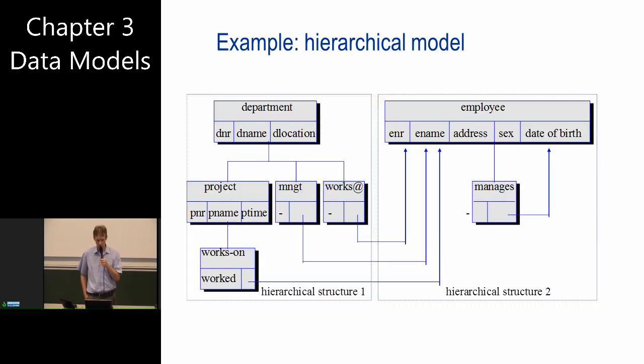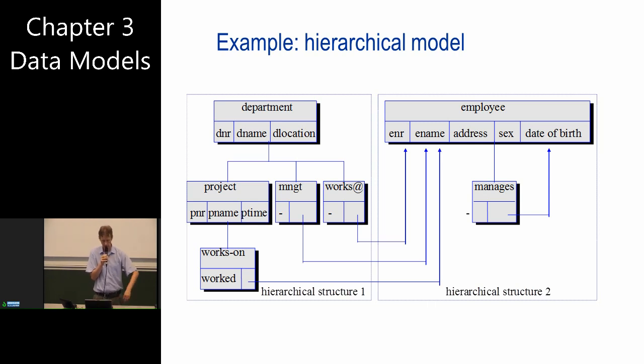Here you can see an example of a hierarchical model for a personnel administration database. You can see we have different record types here. We have a department record type, a project record type, an employee record type, and basically you can see that the record types are organized into 2 hierarchical structures, one to the left and one to the right, which are both connected using virtual child, virtual parent relationship types.